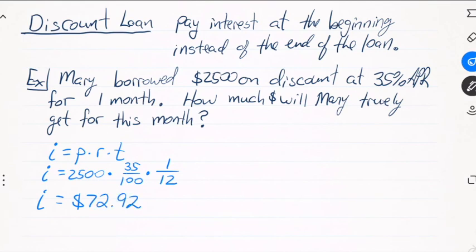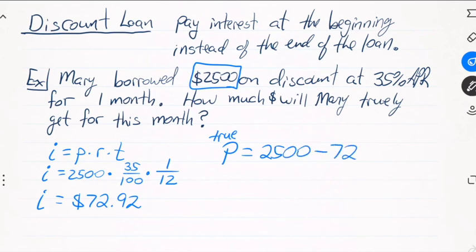So this is the interest that the loan would require to be paid. So you're not going to give it to them in cash. You don't have the cash. You're trying to get a loan here. So what they're going to do with the 72.92 is take it away from the amount you borrowed to begin with. So your true principal is going to equal 2,500 minus the 72.92.